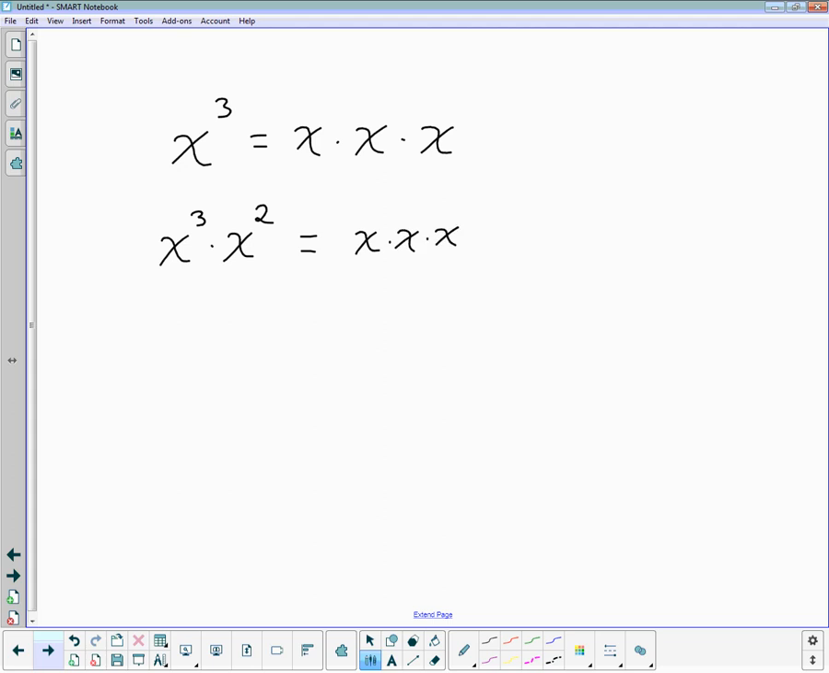See? I have 3 x's in the first guy, and how many x's in the second one? 2. So altogether, how many x's do I have? So how did I make that 5? I added the 3 and the 2. I added them up, right?